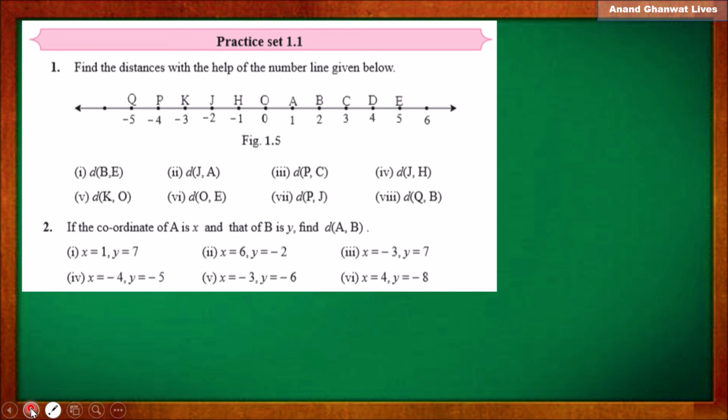Now solve practice set 1.1 given in the textbook. Okay.